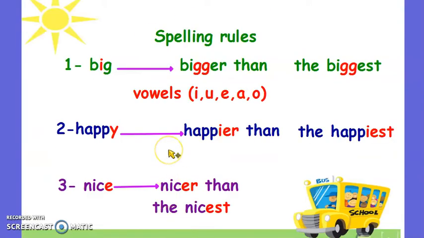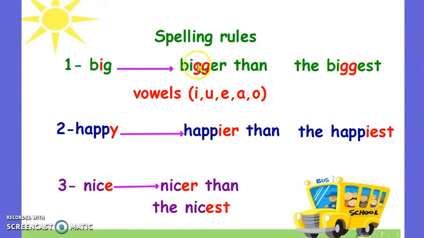There are, my students, some rules you have to know when we add ER or EST for the adjectives. في بعض القواعد لازم انتبه لها لما نضيف ER أو EST لبعض الصفات. Okay, number 1, here we have the adjective big, bigger than, and the biggest, and this is the form when we add ER or EST.